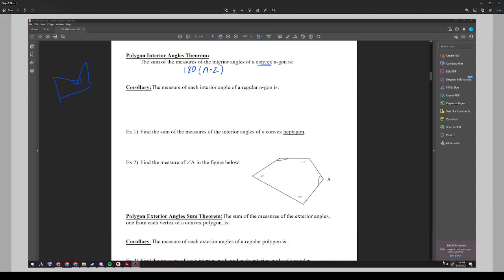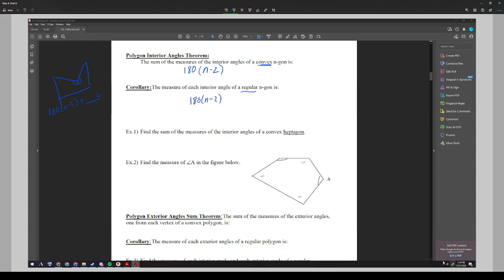You would need to say it's going to be 180 times n minus 2 plus something in order to account for the concave angles. And so you could call the number of concave angles C and say, how would you modify it to make it work for that? So a corollary for this theorem, remember corollaries are things that kind of just come along with the theorem for free because they're using the same information to generate them. So the measure of each interior angle of a regular n-gon is going to be, we know the total is 180 times n minus 2.